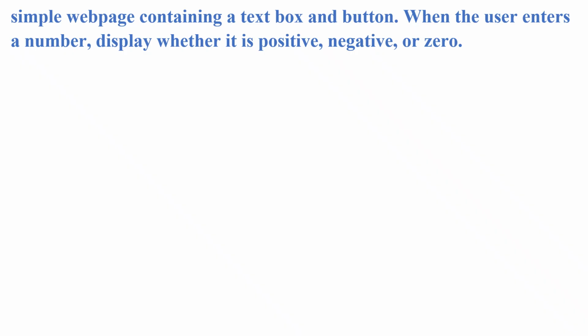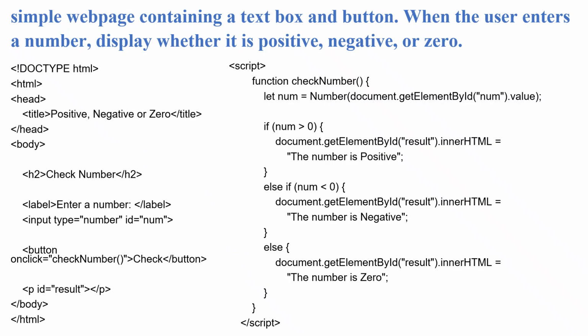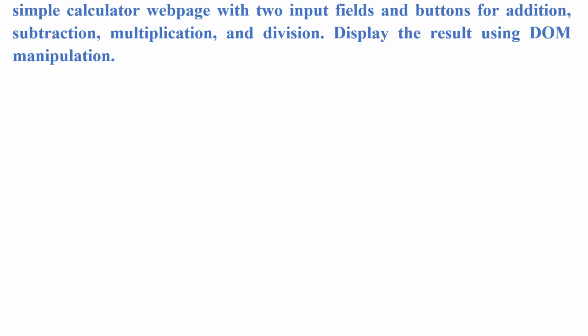Next, a simple web page containing a text box and a button. When the user enters a number, display whether it is negative, positive or 0. So read any one number. If it is greater than 0, positive; less than 0, negative; otherwise, it is considered 0. This is the logic of this function. It is written using a function within the script tag, and that can be added wherever we want in either part of the HTML. Then finally the output is this.